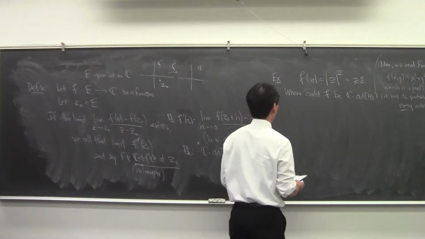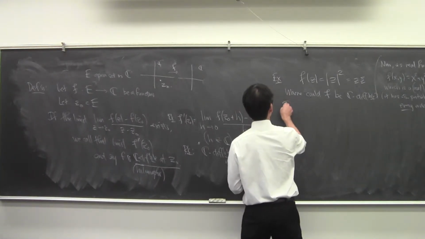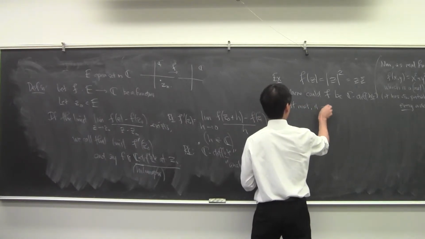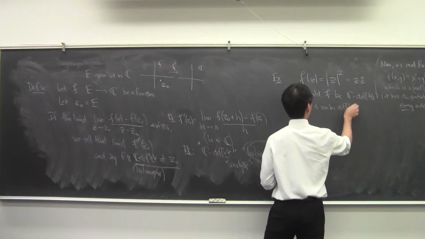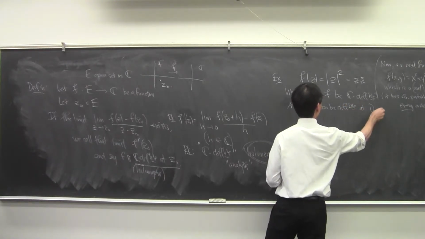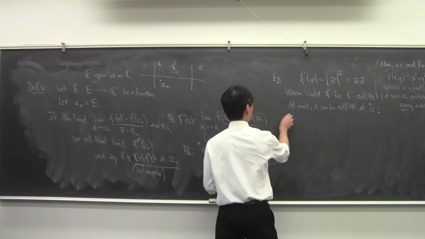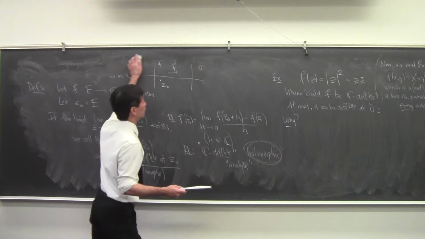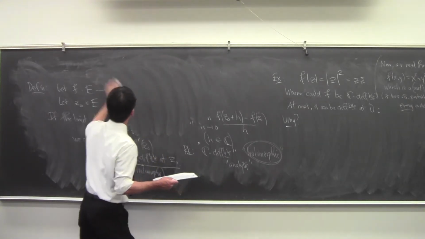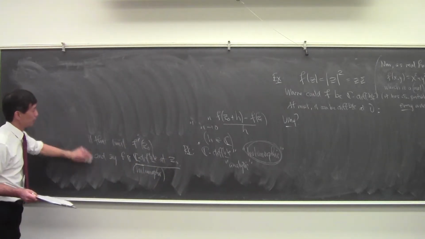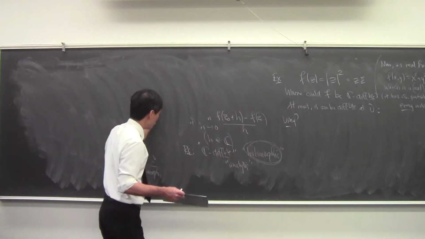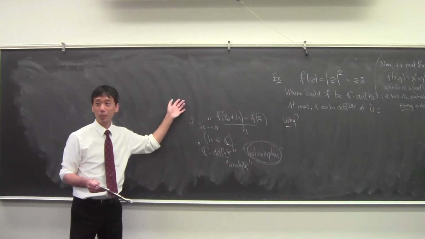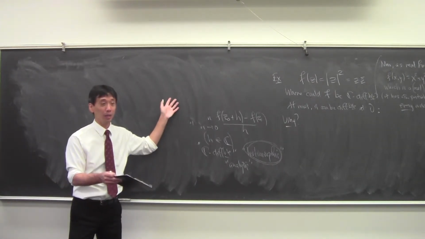So, at most, it can be differentiable at 0. Why? So let's look. It's a lot harder to be complex differentiable. That's what you should get out of this. This function is real differentiable, but it actually is not complex differentiable basically everywhere.